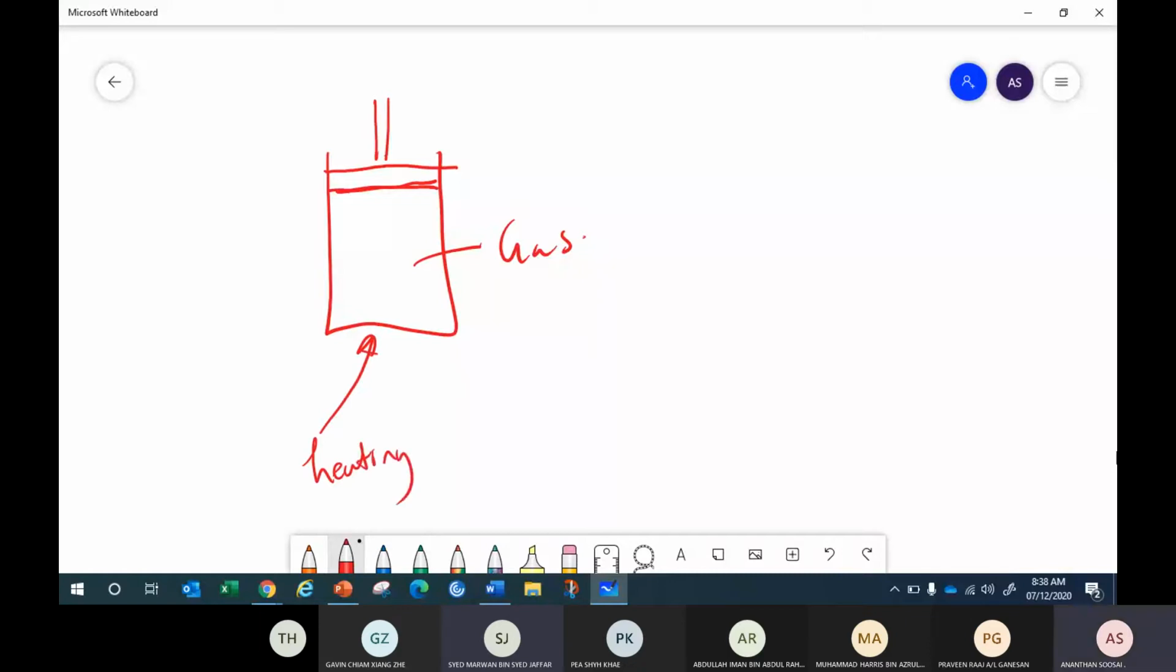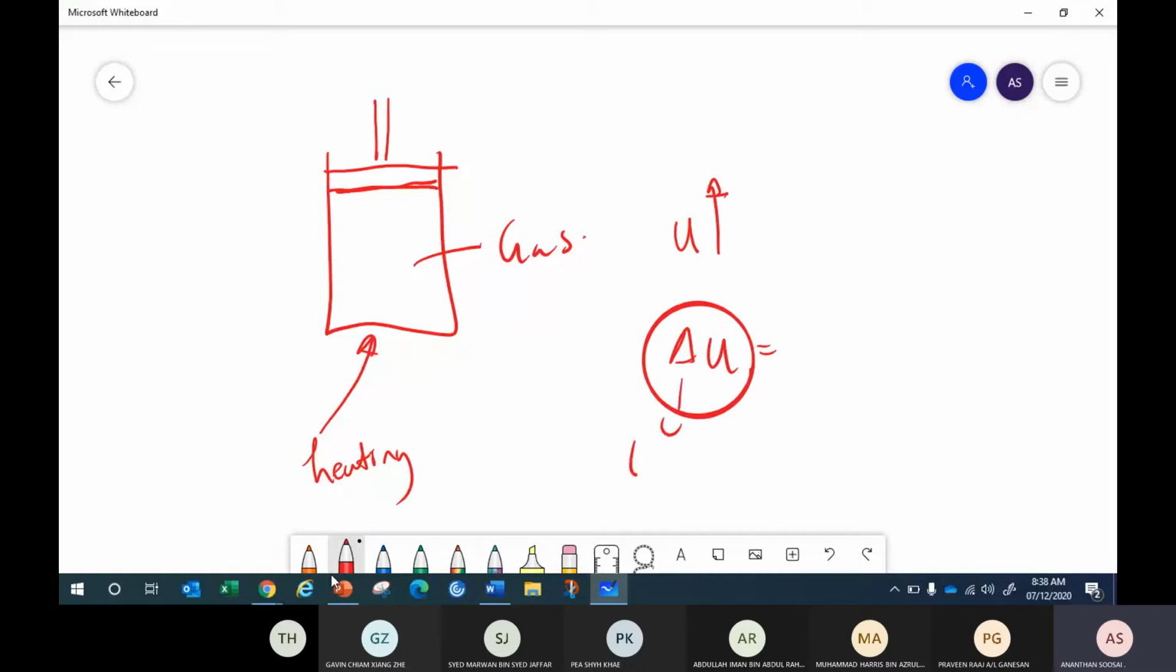By heating, right? Okay. So I said, how do you make the gas hotter? Why do I say gas hotter? When the gas becomes hotter, what happens to the internal energy? Increase or decrease? Increase, it goes up. So the question is, how do you change the internal energy of the gas?